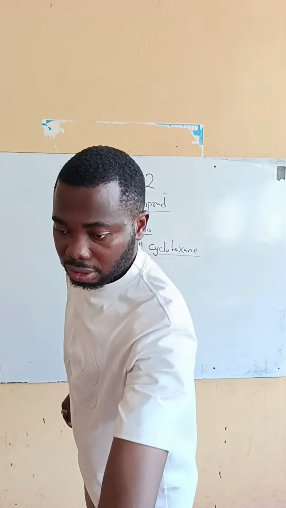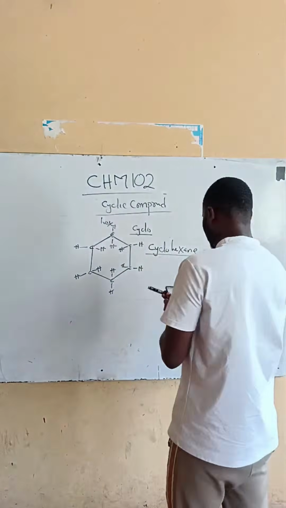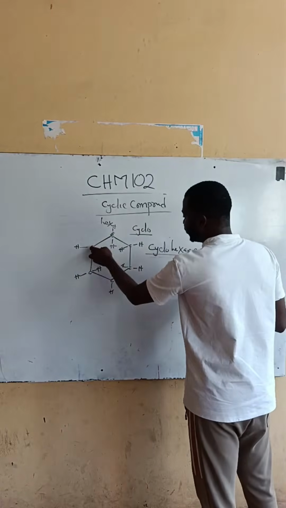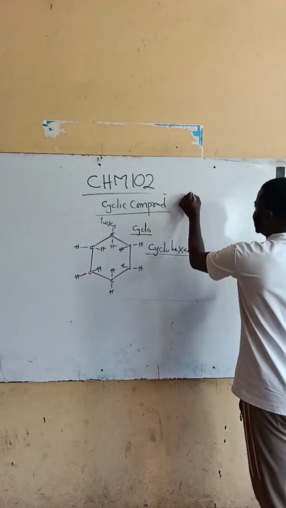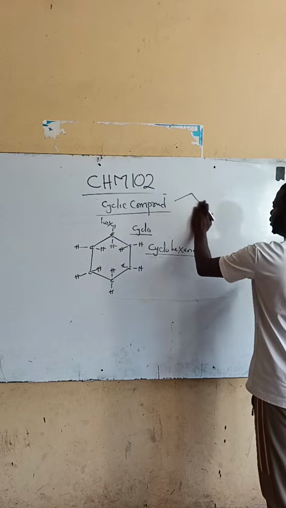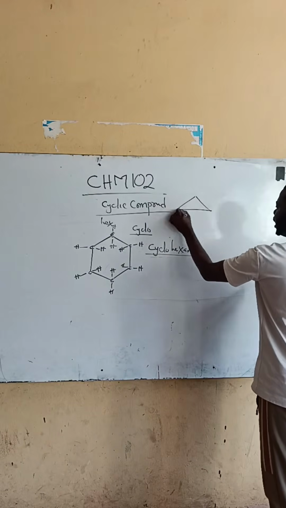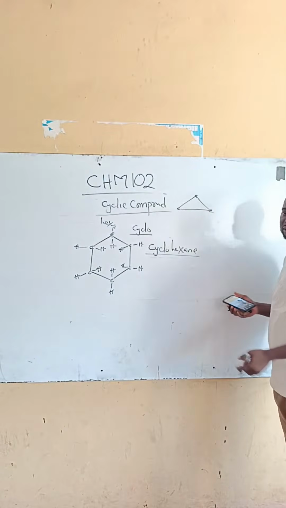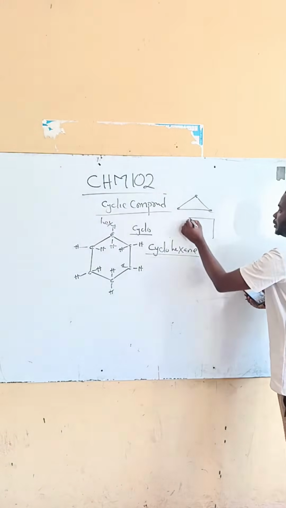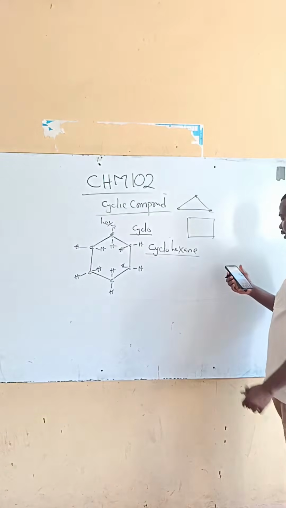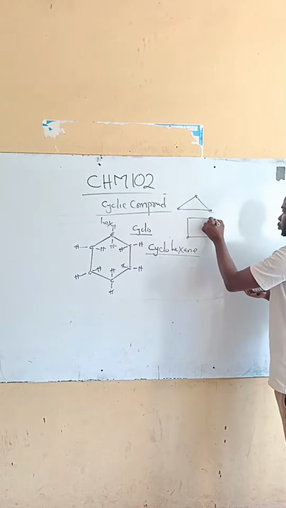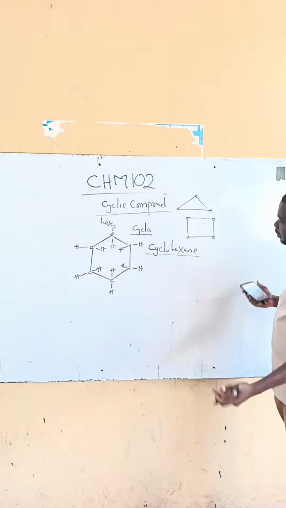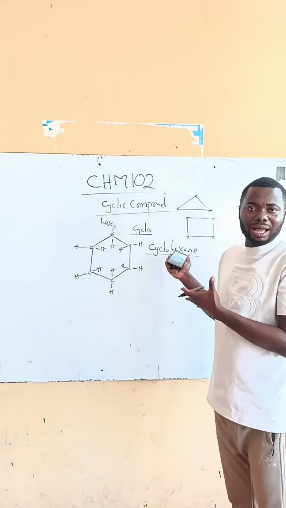Now, this is cyclohexane, and how do I know cyclohexane? 1, 2, 3, 4, 5, 6. So if you have something like this, let's say we have something like this, how many carbons are here? 3. 1, 2, 3. Is that okay? If you have something like this, how many carbons are there? 4. 1, 2, 3, 4. 4 carbons, right?